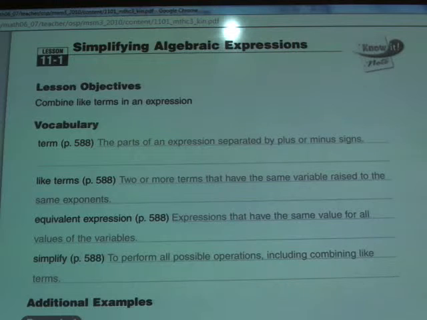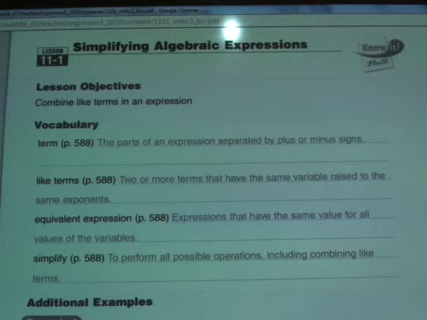We've got the definition of a term. Terms are the parts of an expression separated by plus or minus signs. Like terms are two or more terms that have the same variable raised to the same exponents.